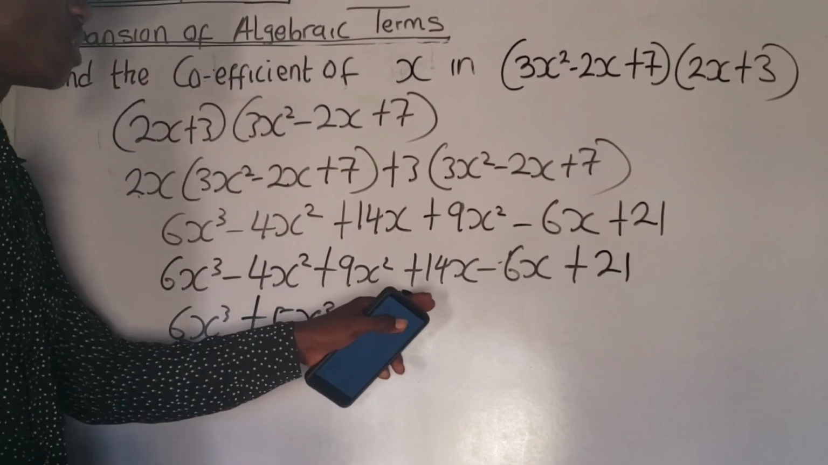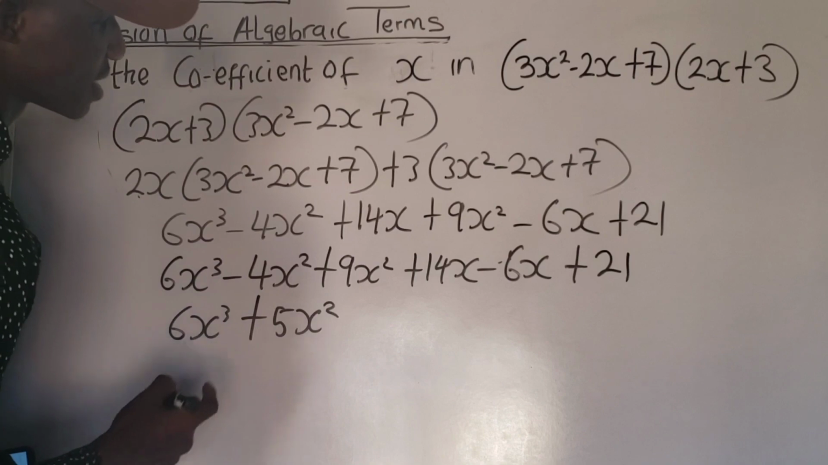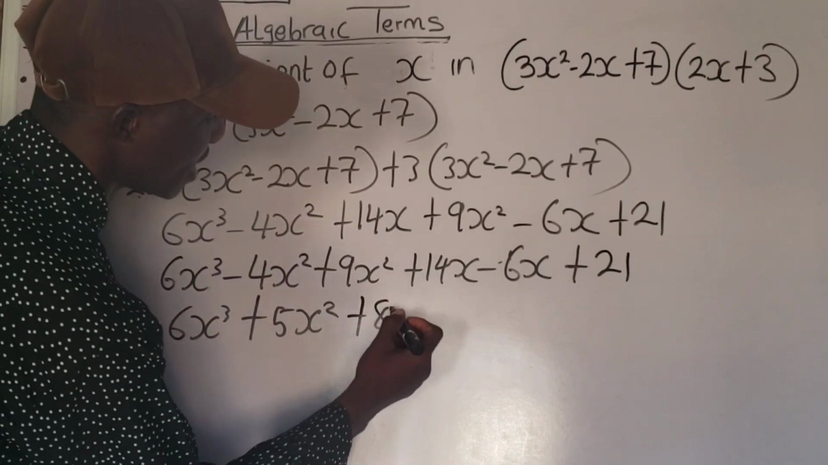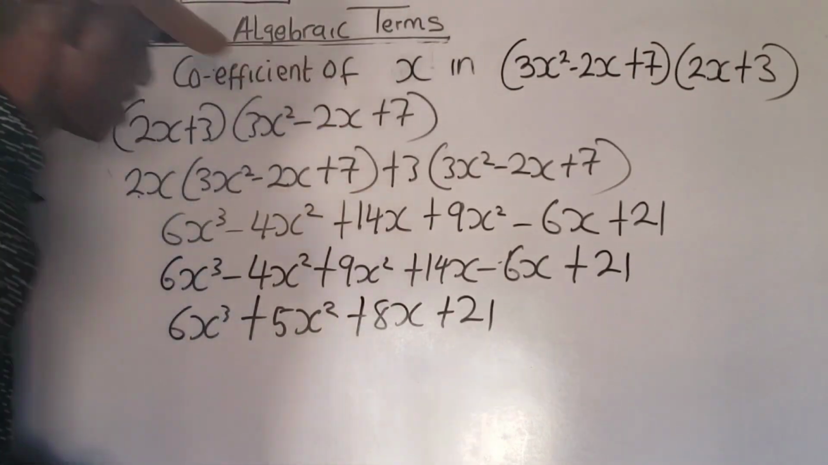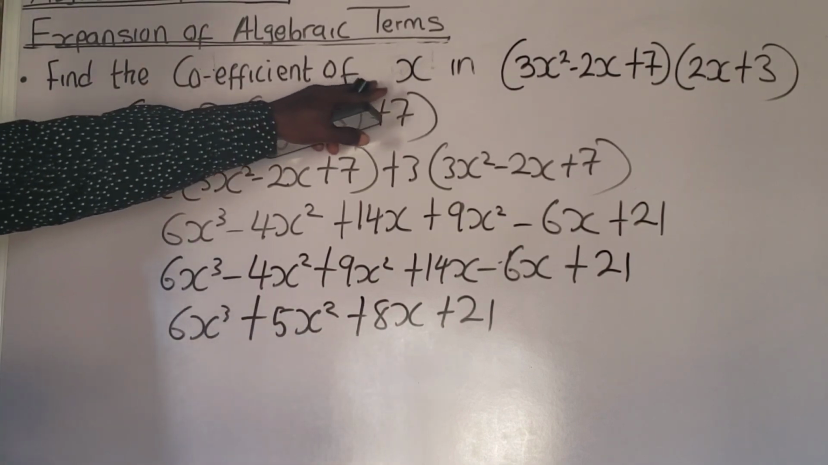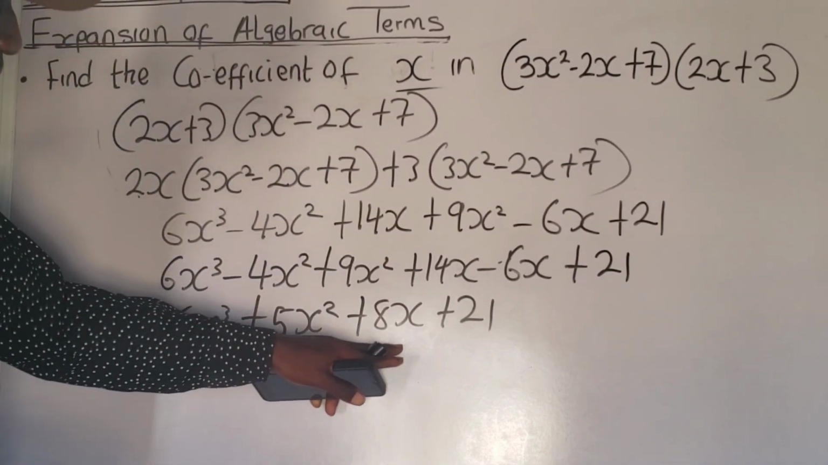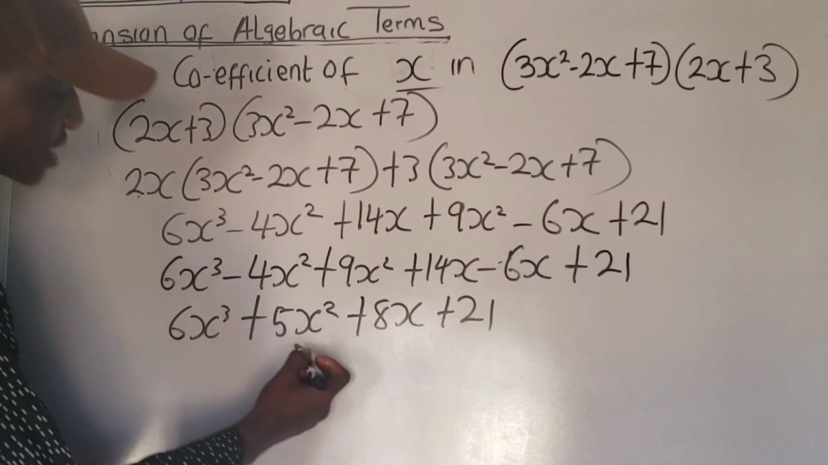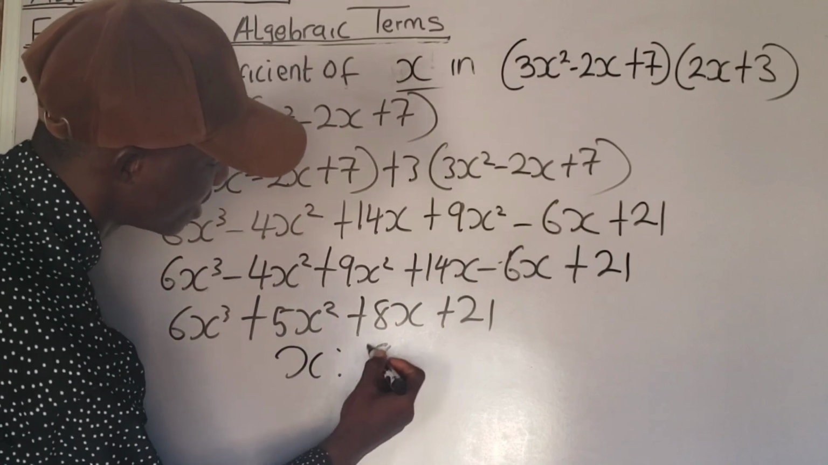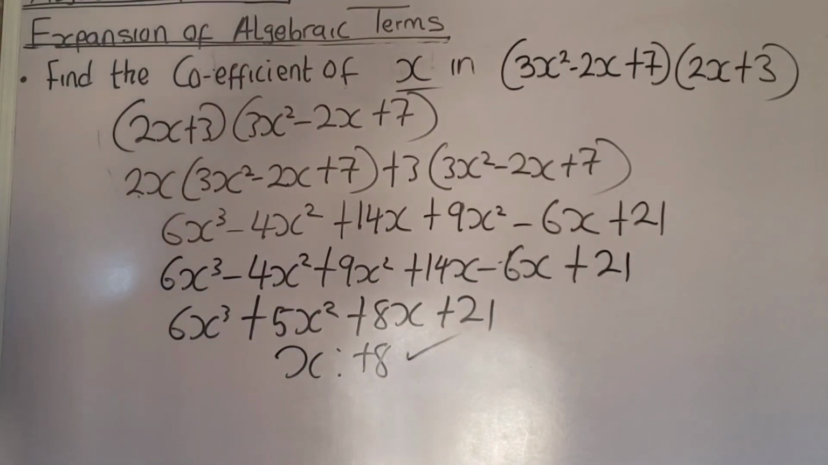Now, plus 14x, negative 6x. That will give me what? That is 8x. Plus 8x plus 21. Now, having collected like terms, we arrive at this equation. The goal is to determine the coefficient of x. Now, in this equation, the coefficient of x is what? Plus 8. You understand? So the answer to this question is 8 or plus 8. 8 is also the same thing as plus 8.